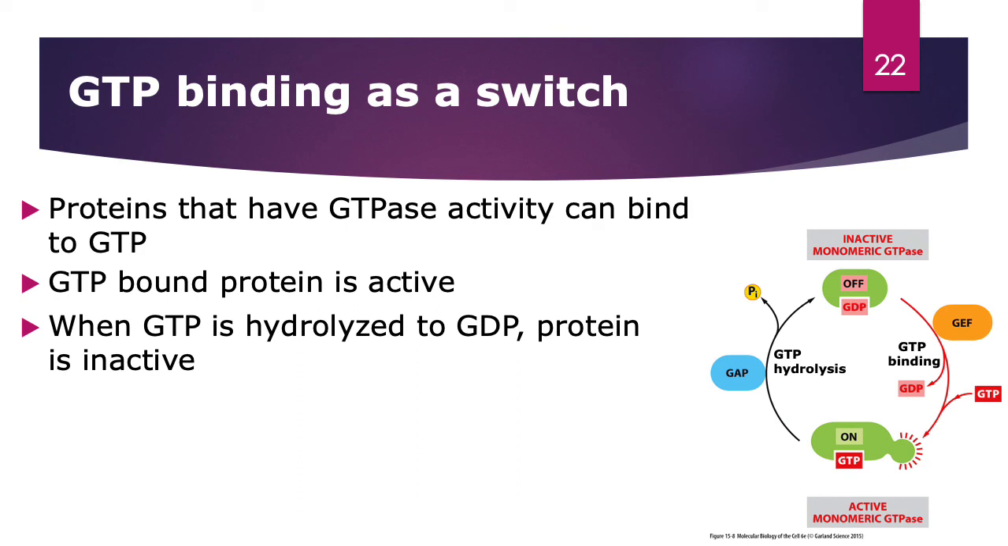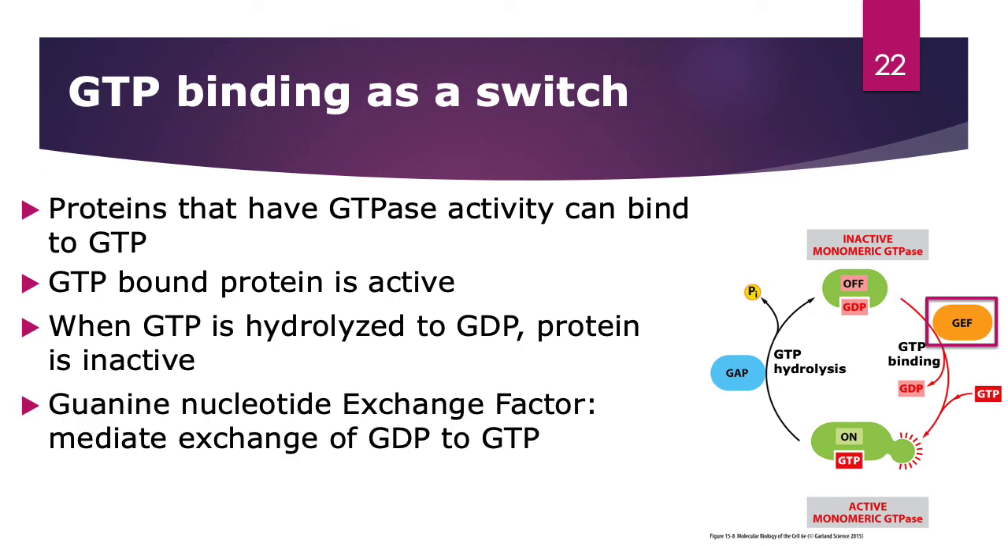Another way protein activity can be controlled is through the binding of a nucleotide, which is guanine nucleotide triphosphate. Proteins that have a GTPase activity can bind to GTP. GTPase activity is basically the ability to hydrolyze GTP to GDP, which is the guanine nucleoside that has two phosphates attached to it. A lot of times, the protein that is bound to GTP is in its active and functional form. However, when the GTP is hydrolyzed to GDP, the protein is inactive. So in many cases, a protein will have GDP associated with it and will be in the functionally inactive position.